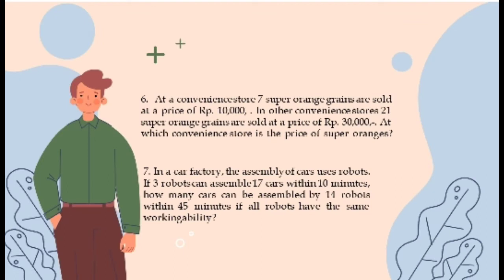Number 6. At a convenience store, 7 super orange creams are sold at a price of 10,000 rupiah. In another convenience store, 21 super orange creams are sold at a price of 30,000 rupiah. At which convenience store is the price of super orange cheaper? Number 7. In a car factory, the assembly of cars uses robots. If 3 robots can assemble 17 cars within 10 minutes, how many cars can be assembled by 14 robots within 45 minutes if all robots have the same working ability?